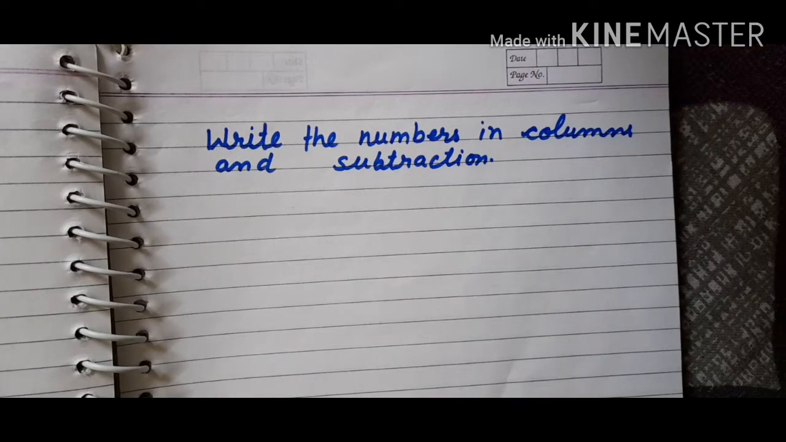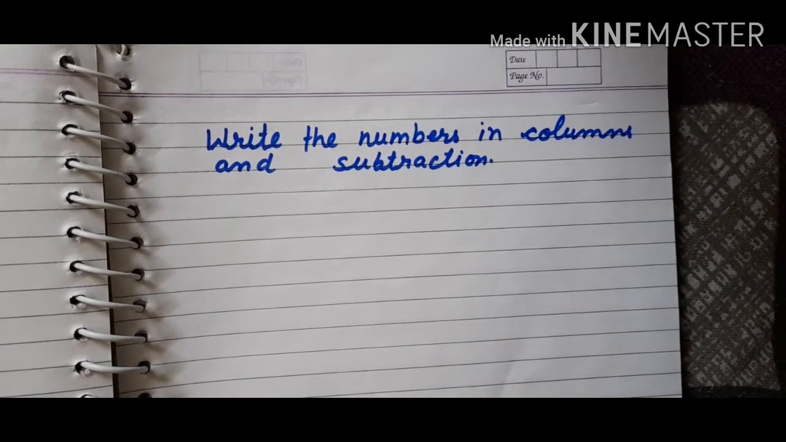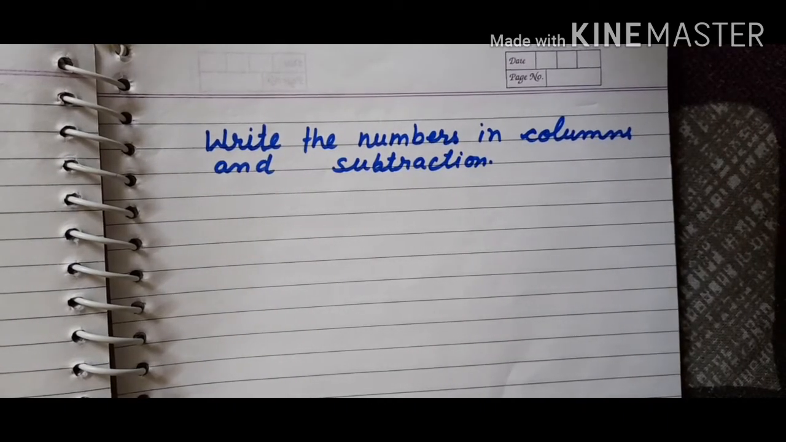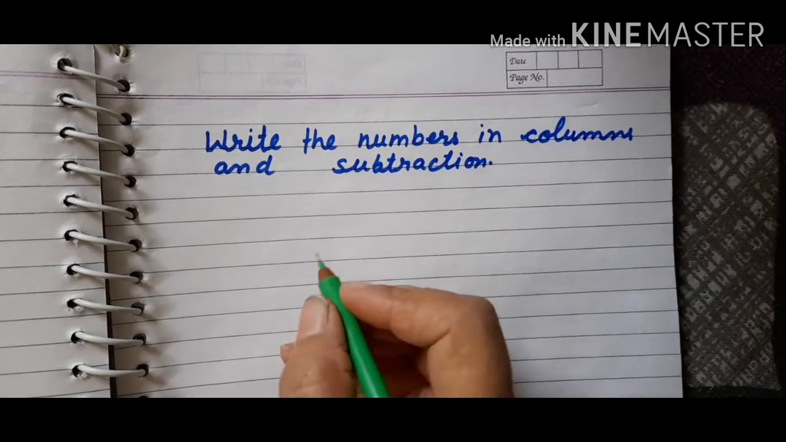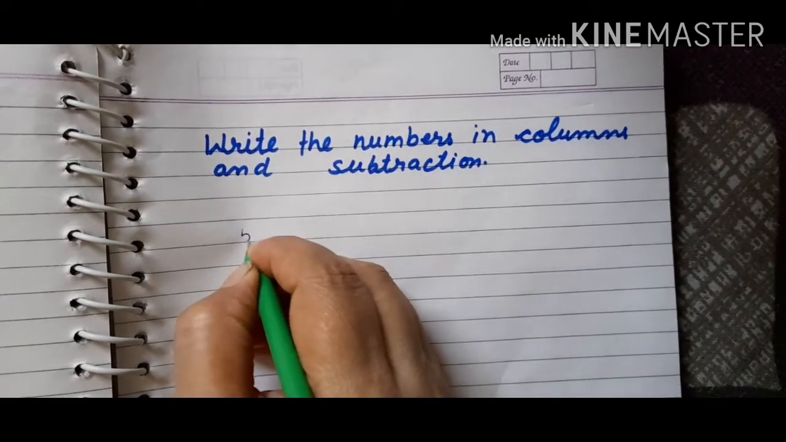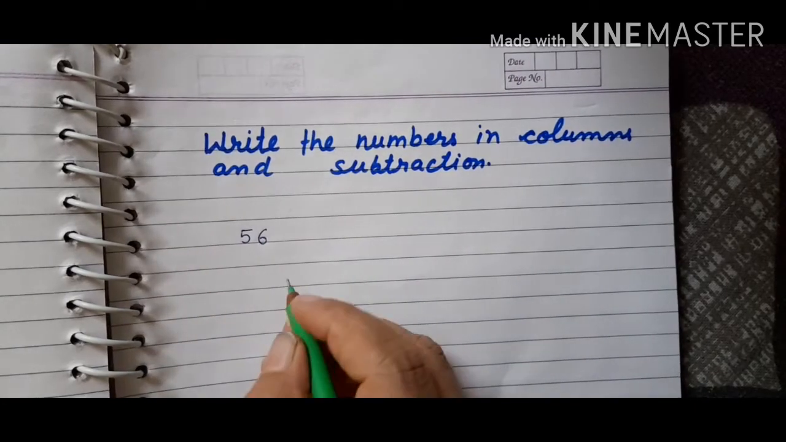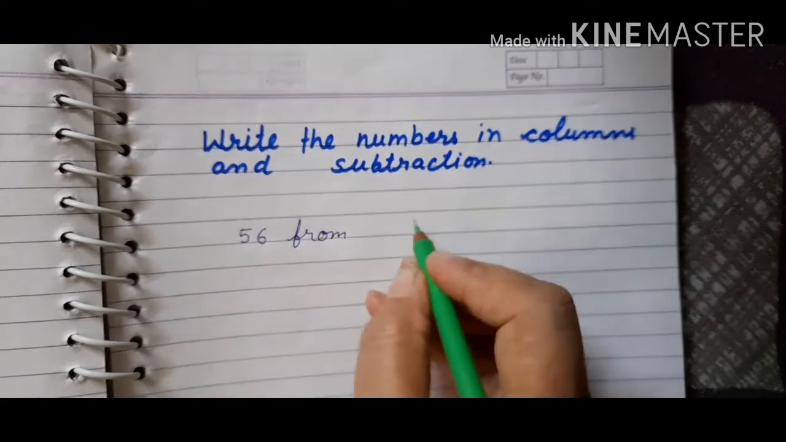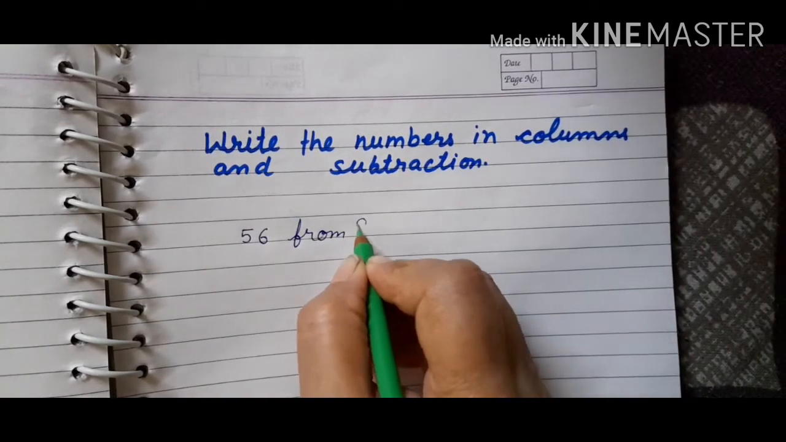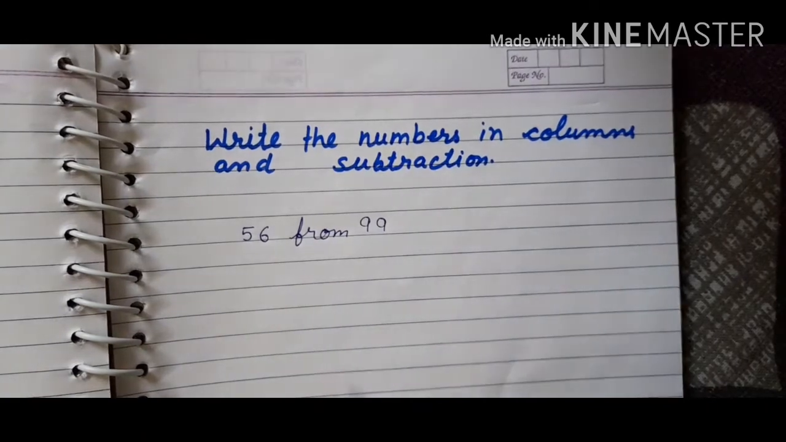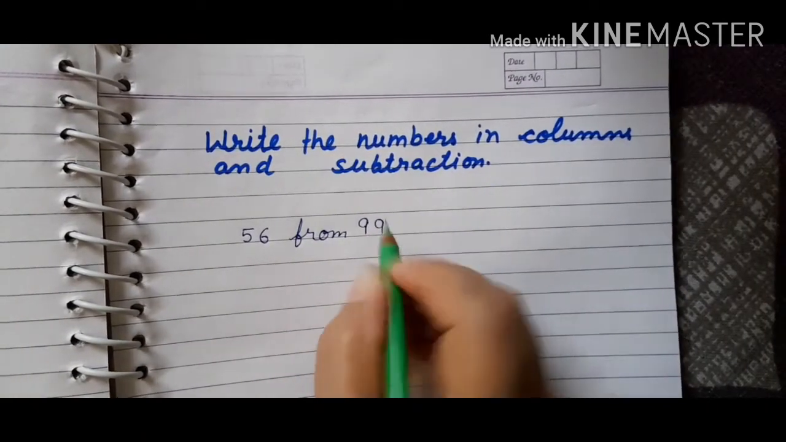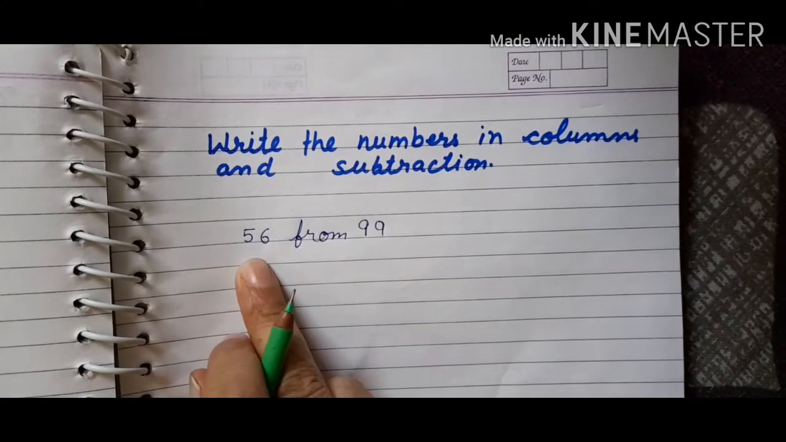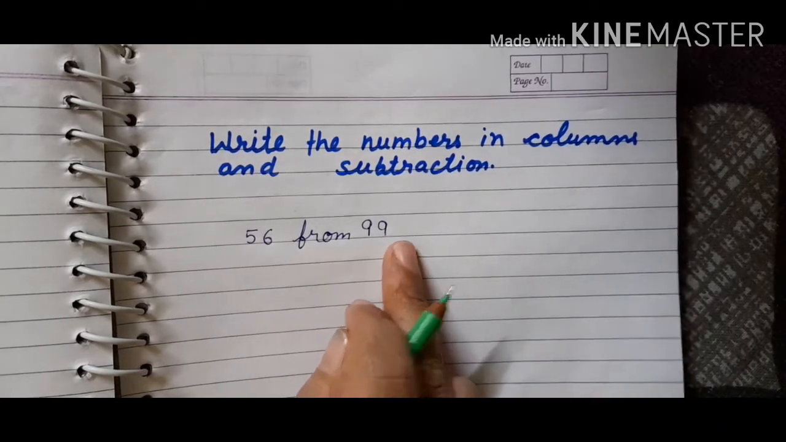Students, now we will learn writing the numbers in columns and subtraction. How to write the numbers in column and subtraction. So if we have a number here 56 and one more number 99. So we have two numbers here, 56 and 99, and we will subtract 56 from 99.